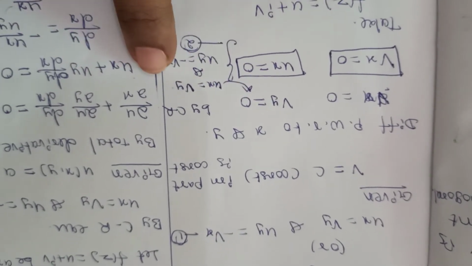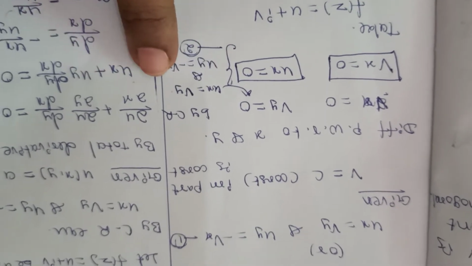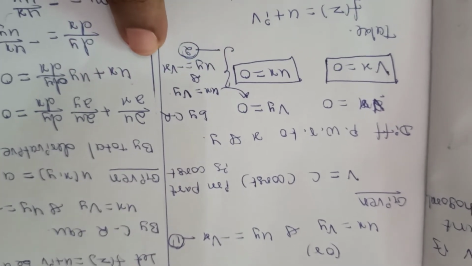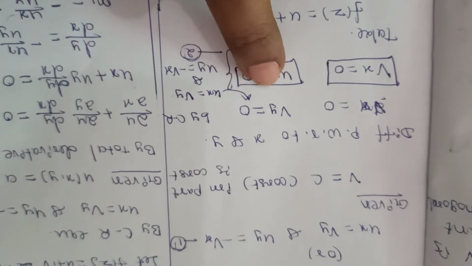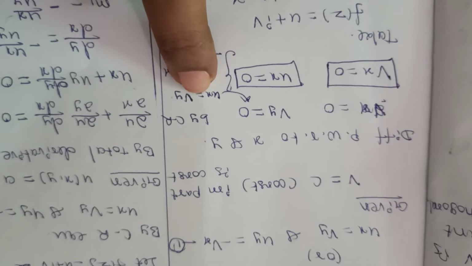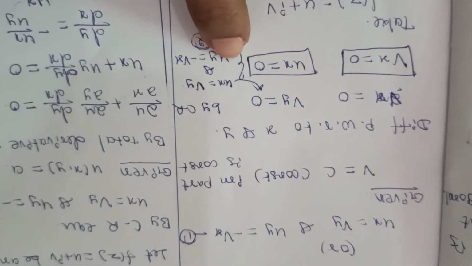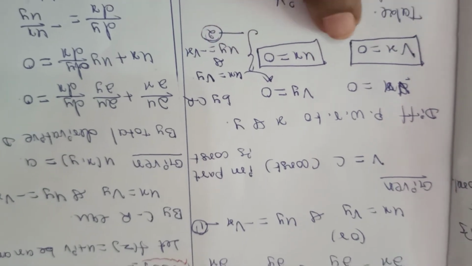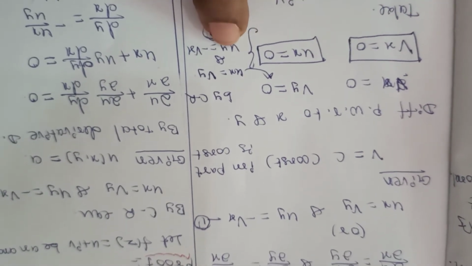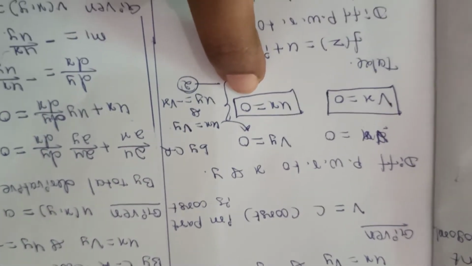By using the CR equations, ux = vy and uy = -vx, substitute these values here. What is the vy value? From the CR equation, ux = 0. So vx = 0 and ux = 0.